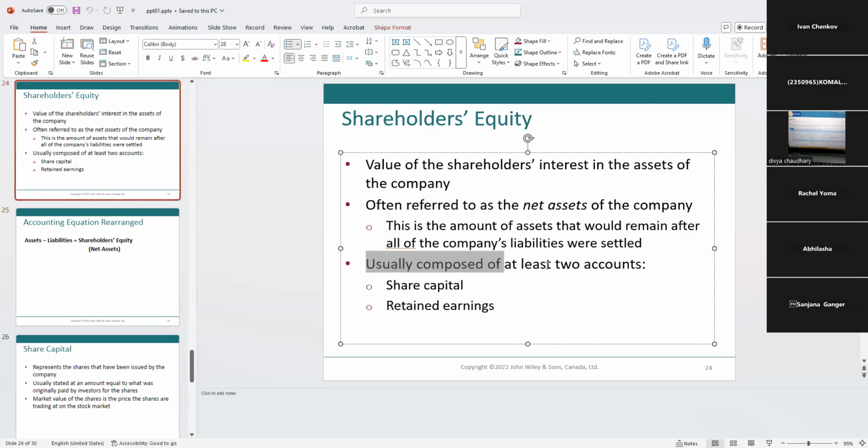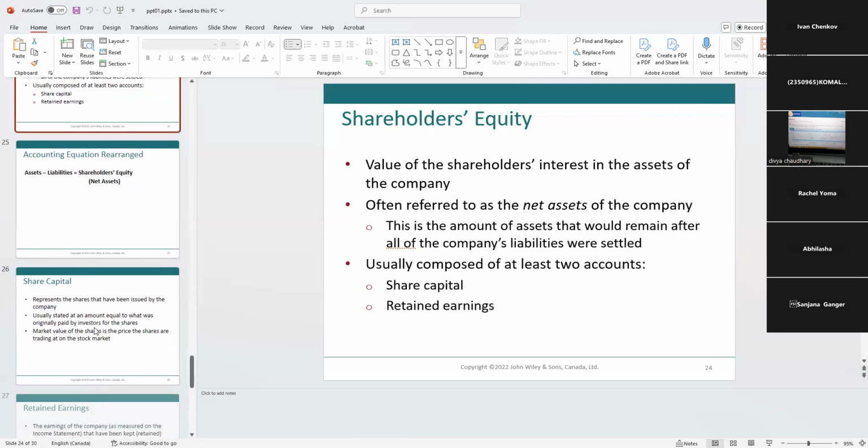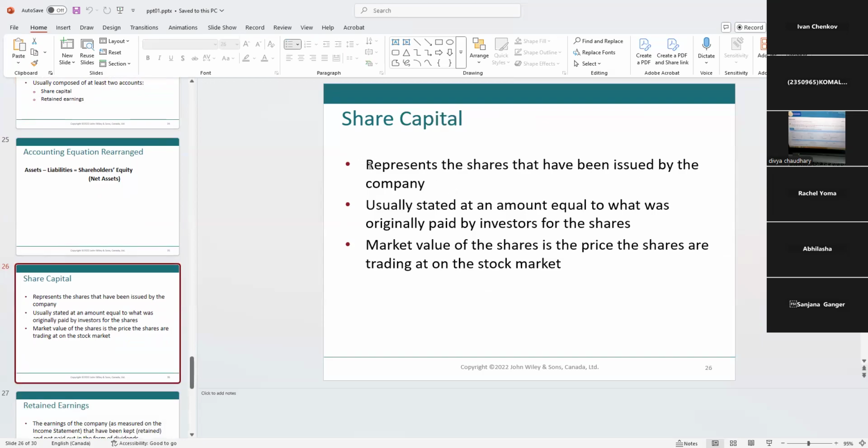As we said before, equity has two components here: share capital and retained earnings. Share capital represents what was contributed by the shareholders and how many shares were issued by the company for the contribution of the shareholders.